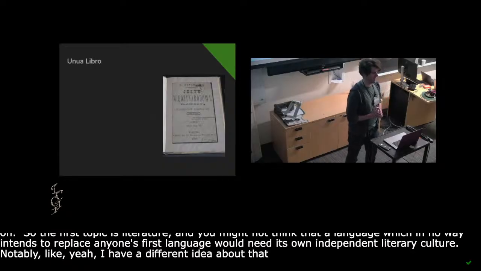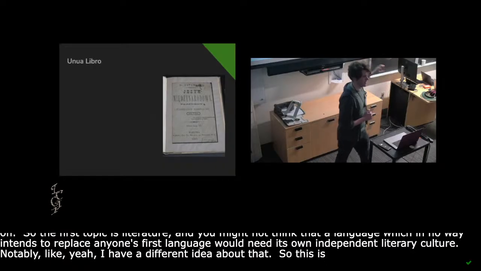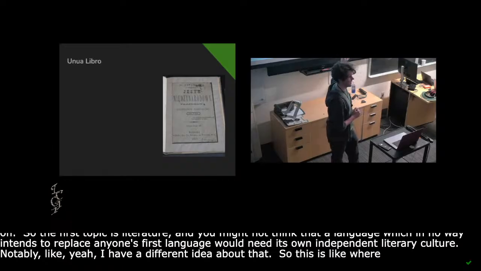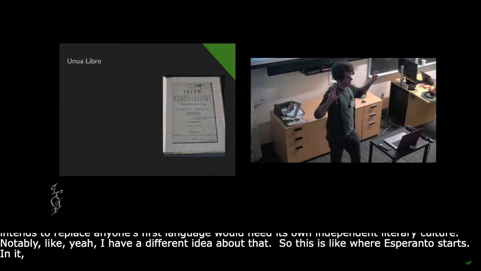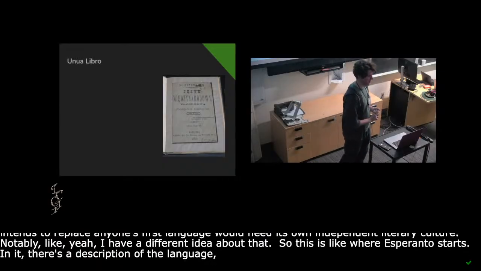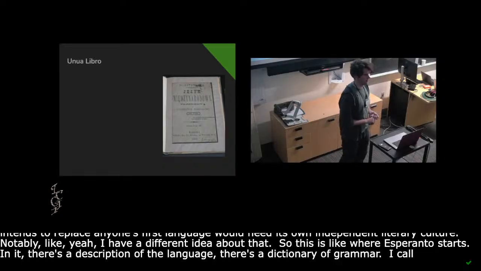So this is like kind of where Esperanto starts on like a world stage, is Zamenhof publishes this first book, or Unua Libro. And in it, he's got a description of the language, why he's doing it. So that's a dictionary, a grammar, in big air quotes. It's like these famous 16 rules, and a call to action. But he's also got, in that first book, he's got some sample texts.